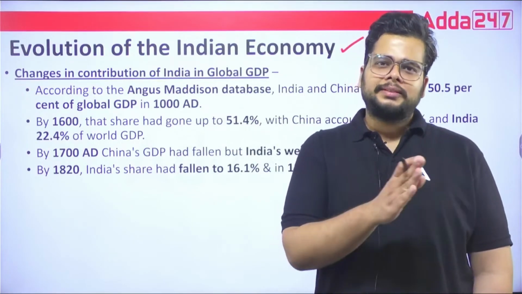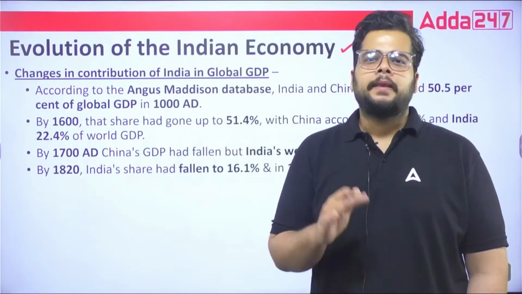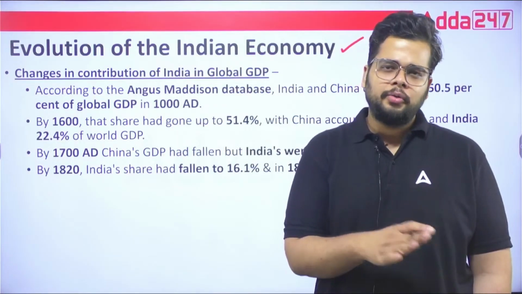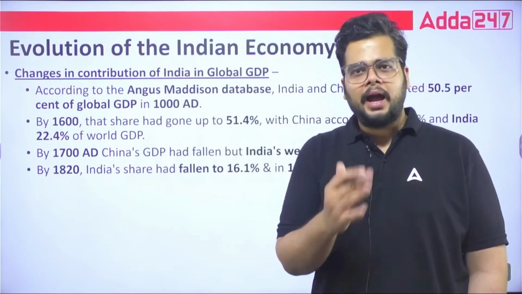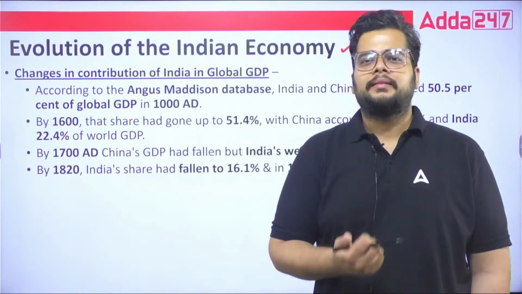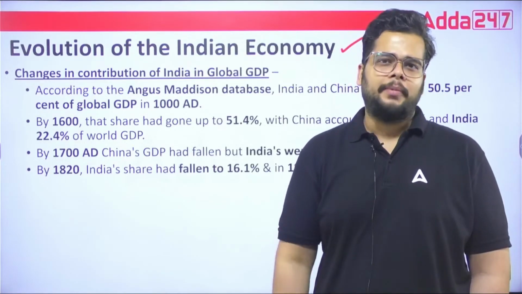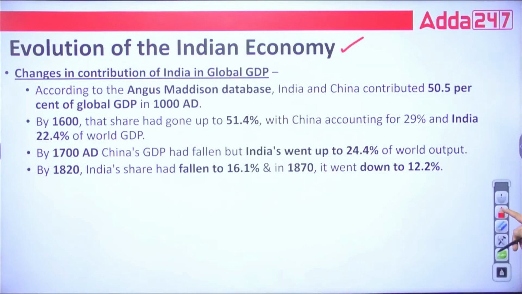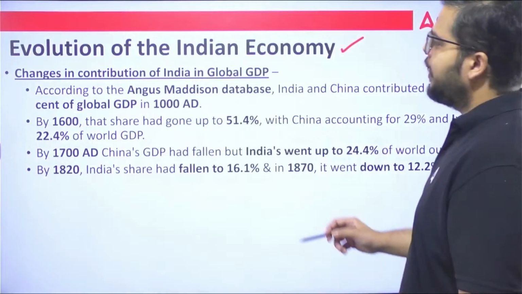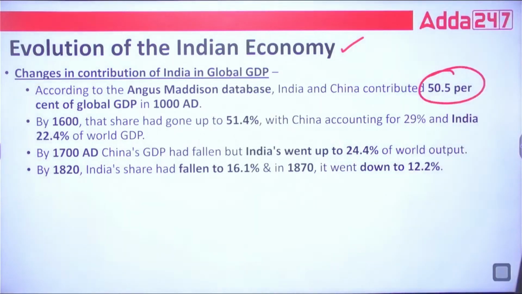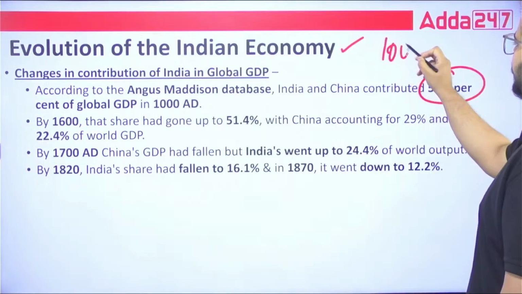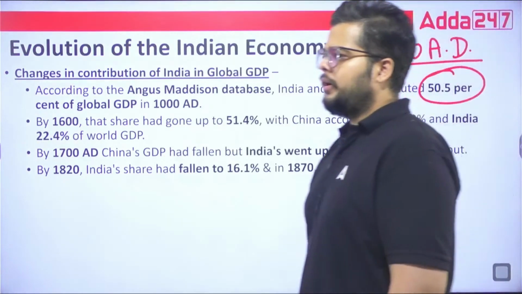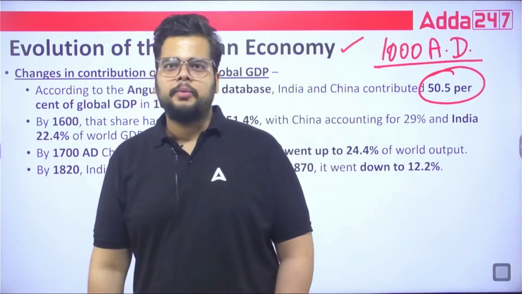First of all, it will start from 1000 AD till 1600 AD, then 1600 AD to 1700 AD, 1700 AD to 1870 AD, and how the various economies are doing in these particular timelines. So the contribution of India and China in the global GDP, it was what, 50.5% when we talk about the year 1000 AD.